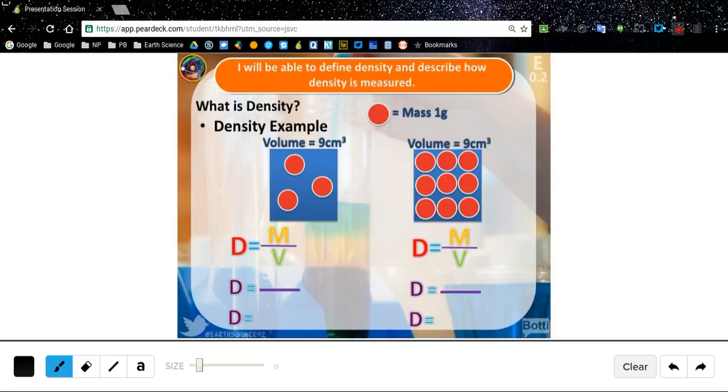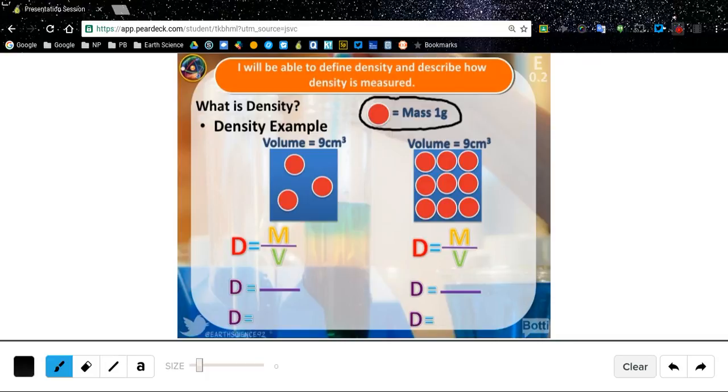Let's take a look at an example of how to calculate density. The first thing we want to do is take a look at our diagram. This diagram has two different boxes, each with the same volume. They're both 9 centimeters cubed, and each box has molecules in them, each with a mass of 1 gram.